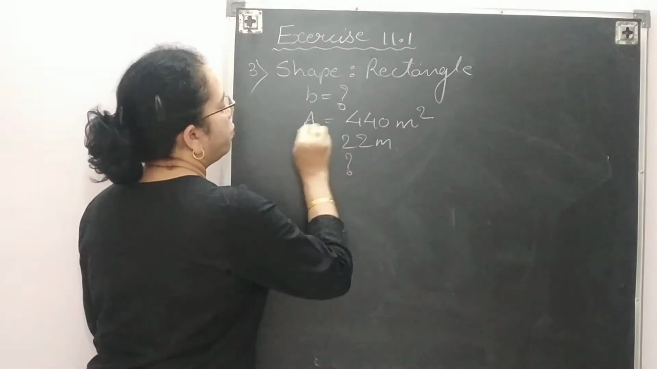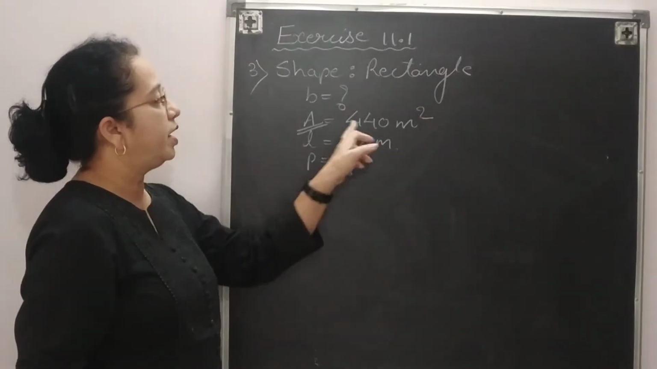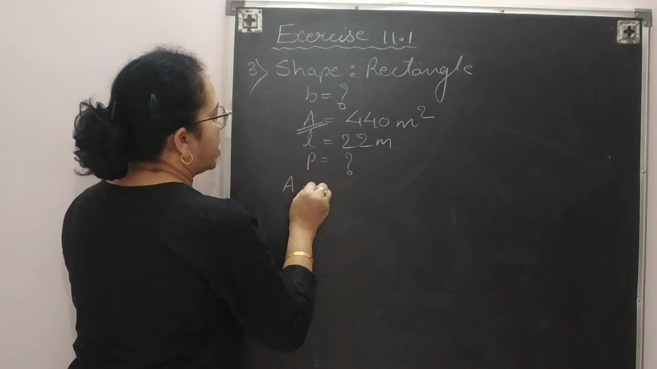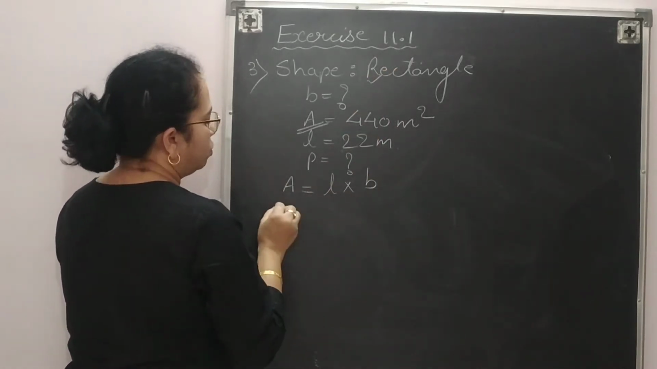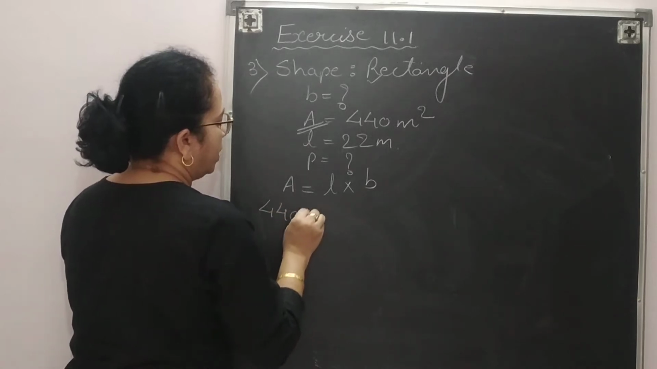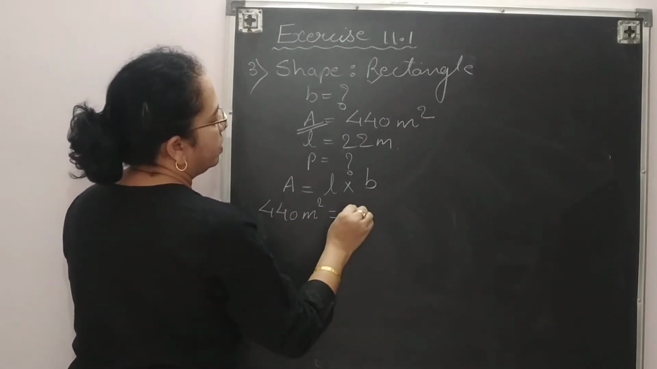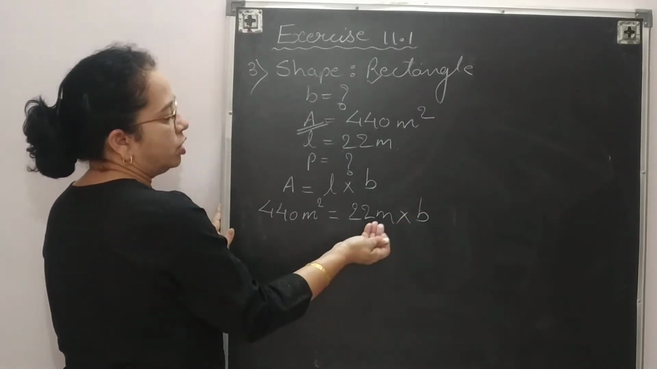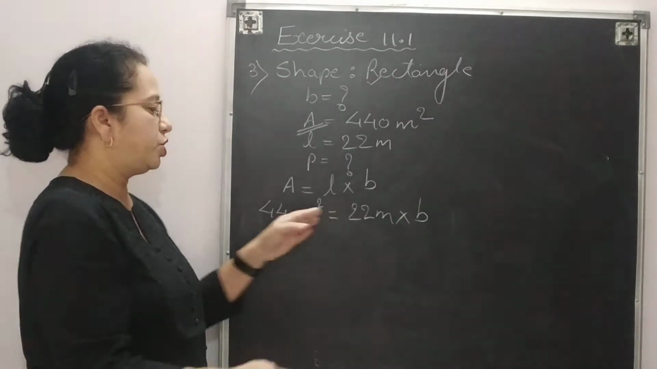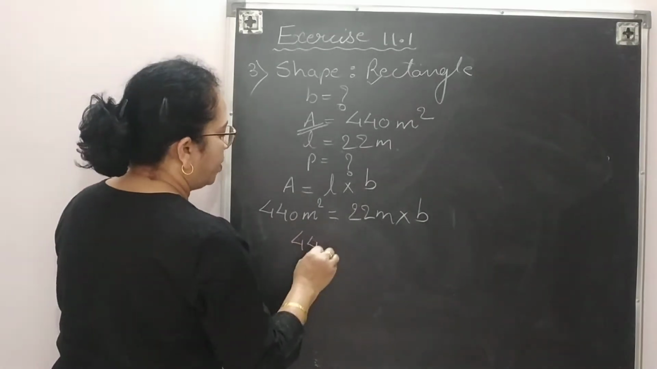I said whatever information is given, we will start with that. Area is given, so we will start with the area of a rectangle, that is L into B. Substitute the values: 440 meter square, and length is given 22 meter, and breadth you are supposed to find. So this 22 meter is in multiplication, so on the left hand side this will come in division.